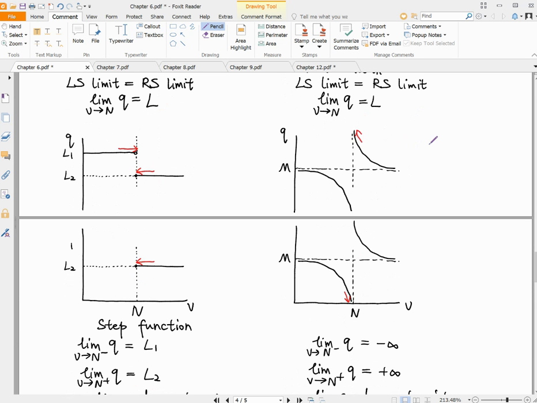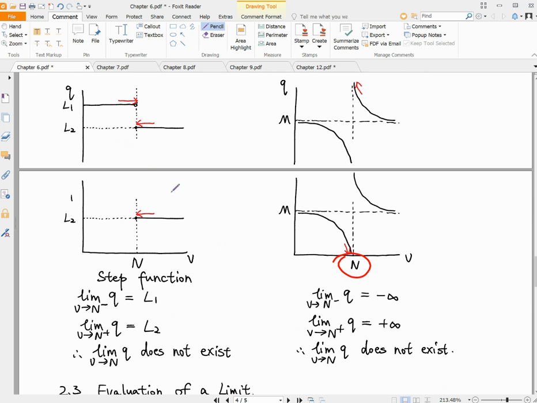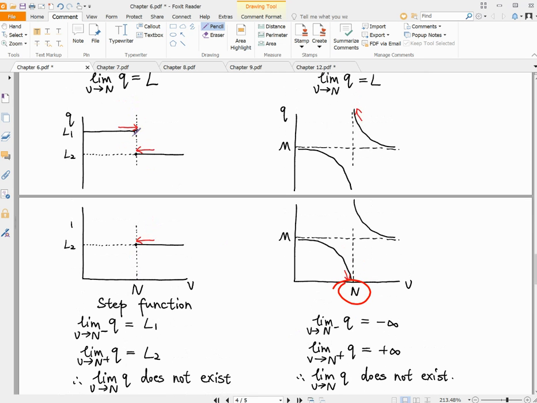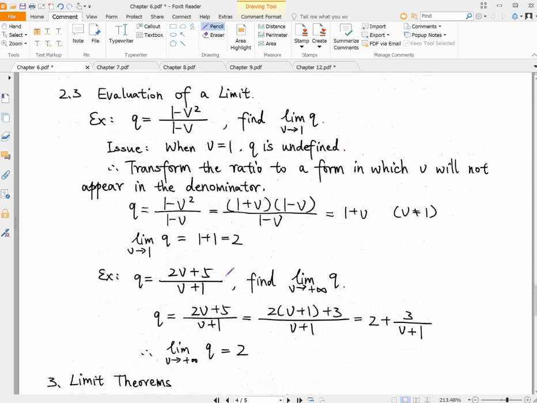So you need to know whether or not there's a discontinuous point on the graph. For the fourth graph here, it's not continuous at the point n, because the left side limit is negative infinity and the right side limit is positive infinity. So just pay attention to these cases when there's a discontinuous point. And then you need to know the 2 examples of how to find the limit.